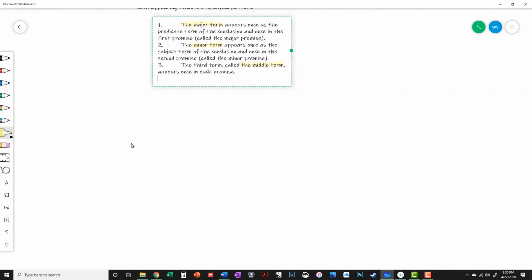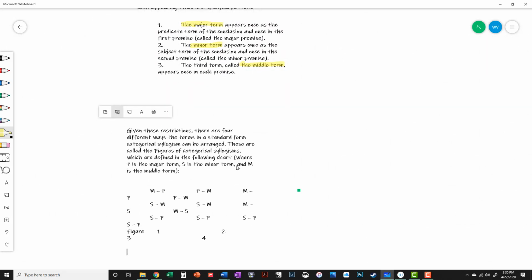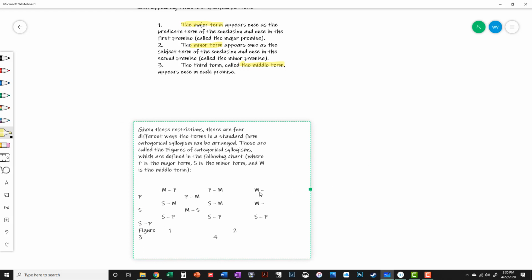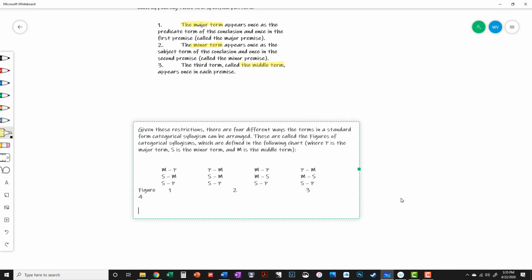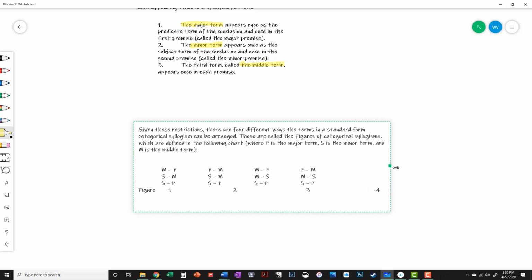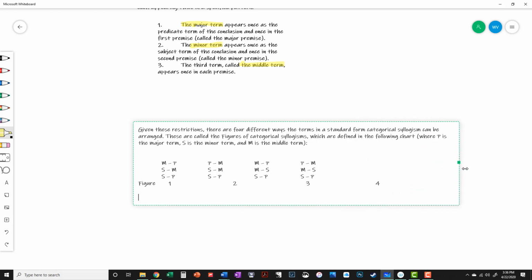Now, with that in mind, we should talk about a related topic, which is called the figure of this categorical syllogism. Okay, so we've got four figures here. I'm sorry if the numbering didn't work out quite right. Let me see if I can stretch this in a way that will work. Doesn't look like it. So let me try this. This is figure 1. This is figure 2. This is figure 3. And this is figure 4.